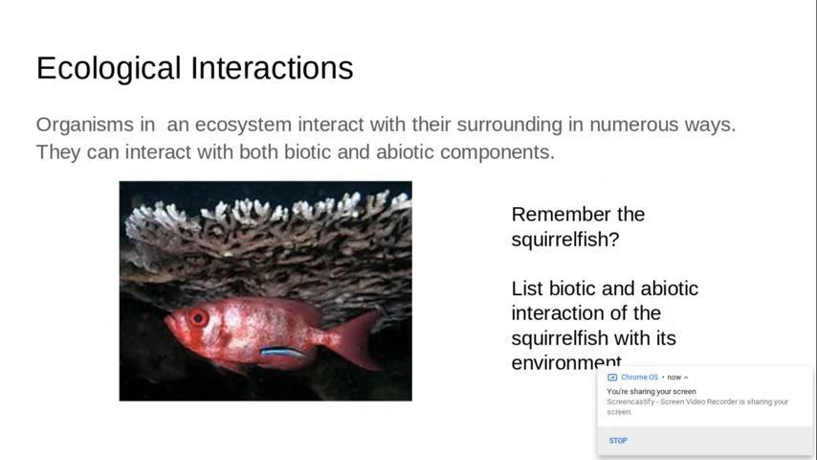So we already talked about what the word organism means. Remember, organism is anything that is alive. An organism in an ecosystem interacts with its surroundings in numerous ways, and they interact with both biotic and abiotic components. Do you guys remember what biotic and abiotic means? Biotic means living, and abiotic, because of the A in front of it, means non-living.